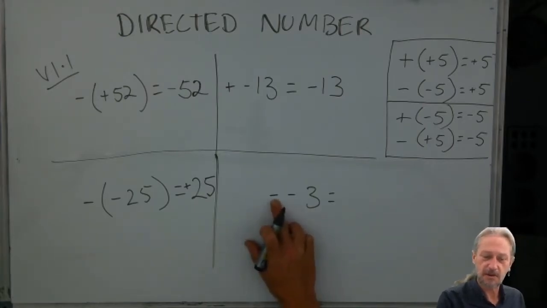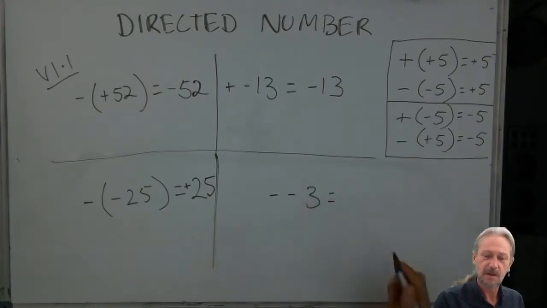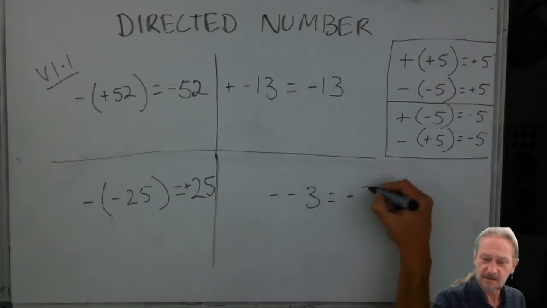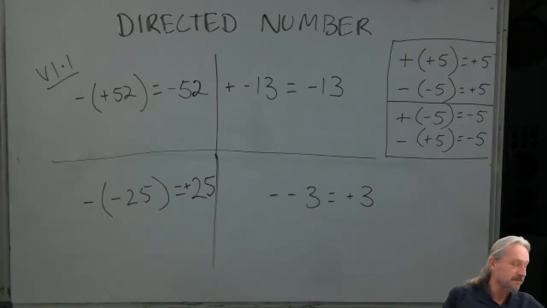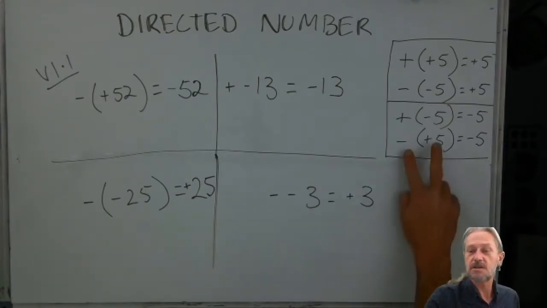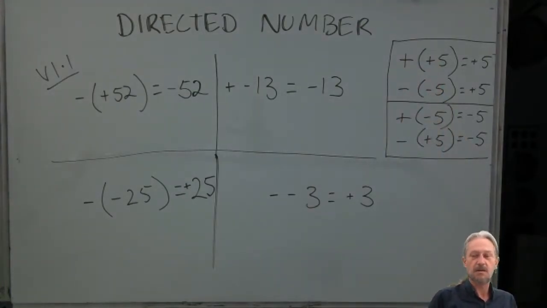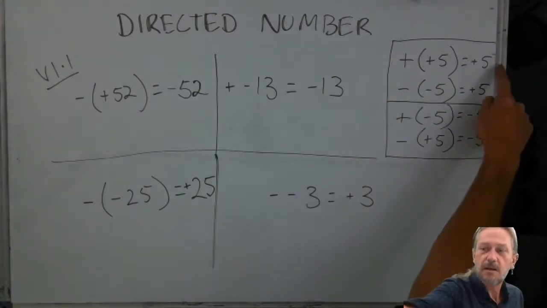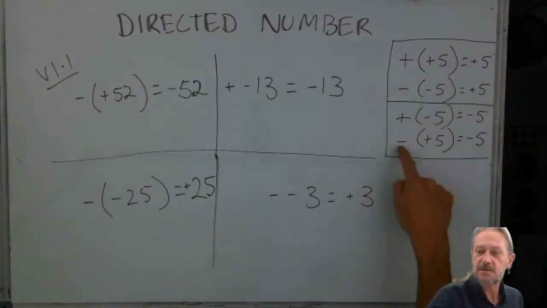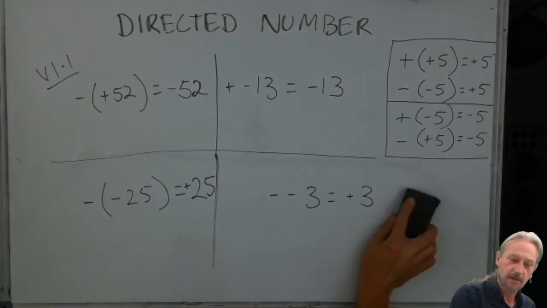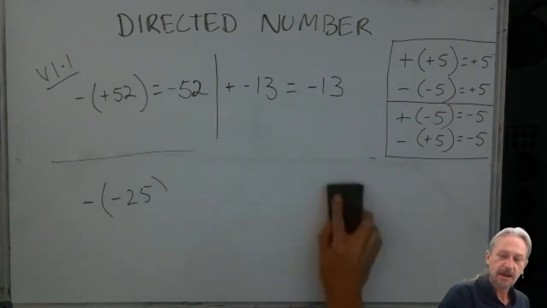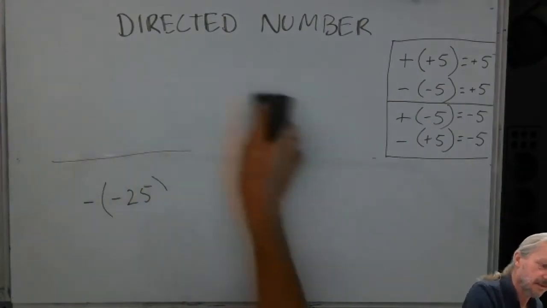Okay, so here again we've got two signs the same. So this is positive 3. And that's it. So as far as just simplifying when we have two signs together, if they're the same, we get a positive number. If they're different, we get a negative number. Right, so I'll leave that there for now. So now we're just going to look at adding and subtracting negative numbers.